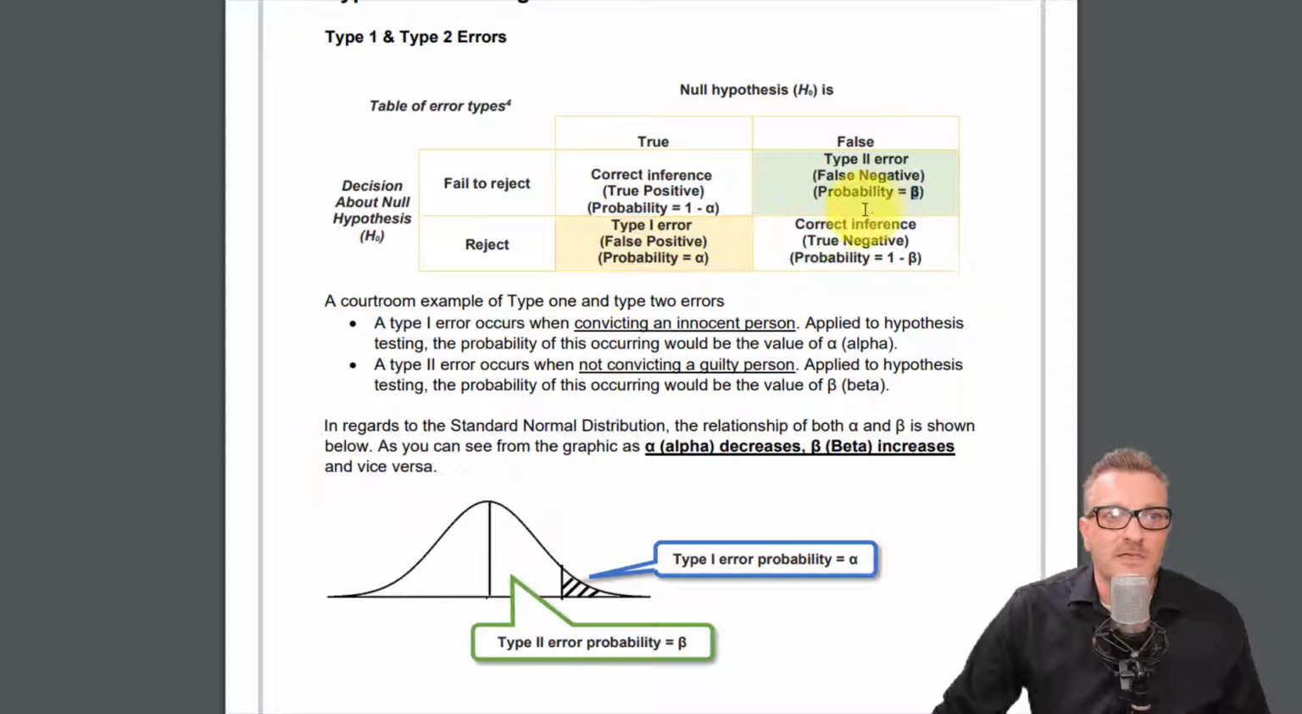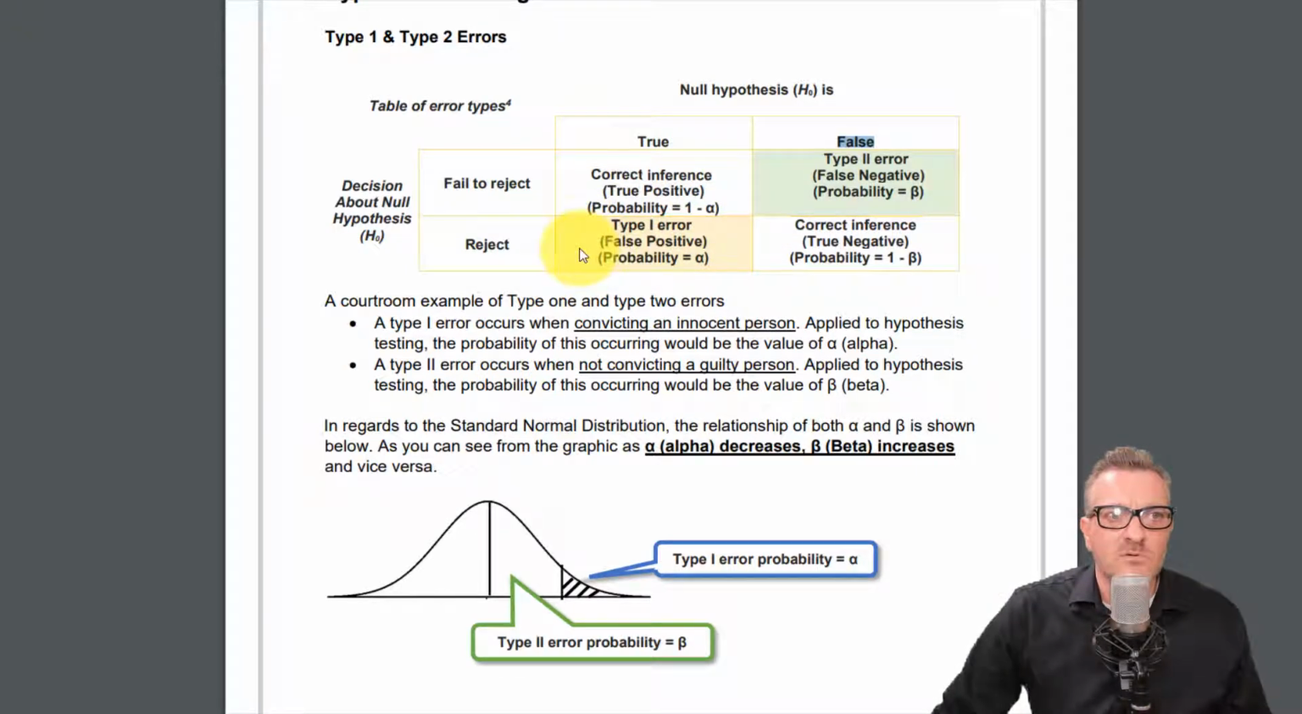Down here on this next one, this is where we have the correct inference, the true negative. In this case, we reject the null hypothesis, and the null hypothesis is not true. So that's how this works. The parts that are shaded are our errors.